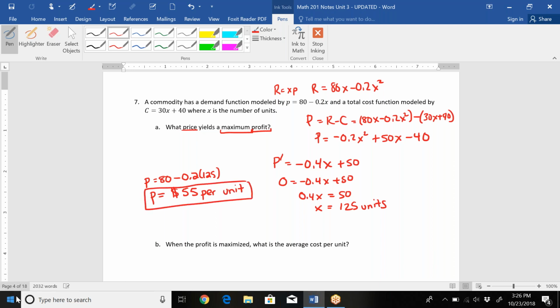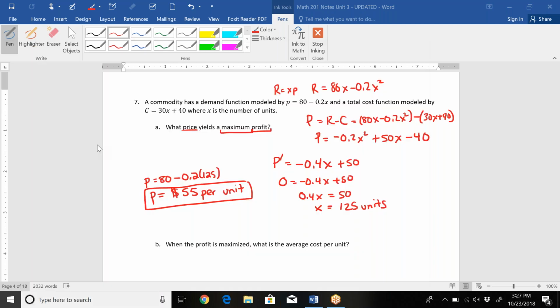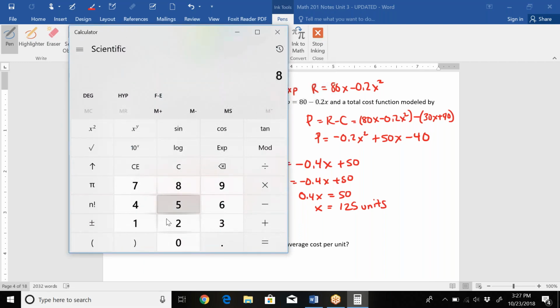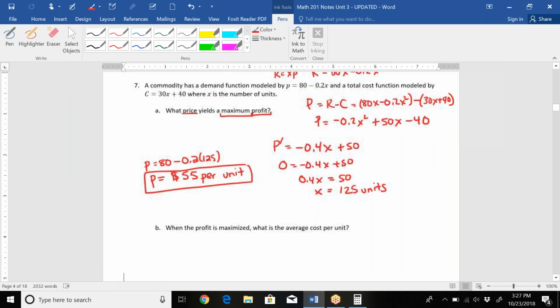So let's double check that. Let me get my calculator. Just because I did this a few days back, just double checking to make sure we got the right answer. So 80 minus 0.2 times 125. Yep, that's $55 per unit because that's our price.